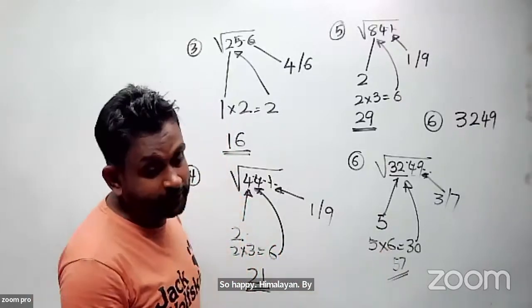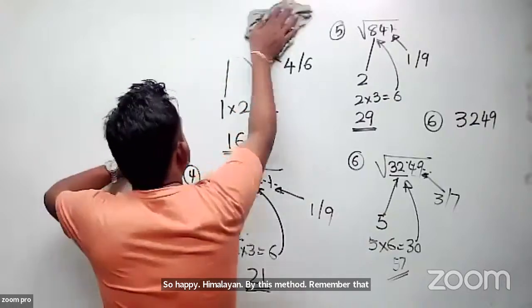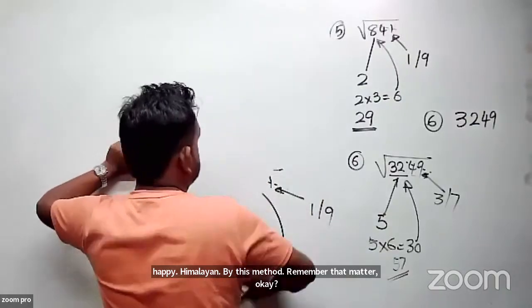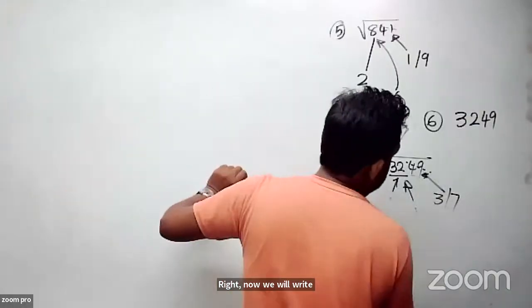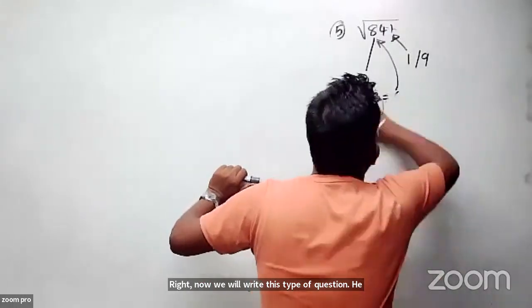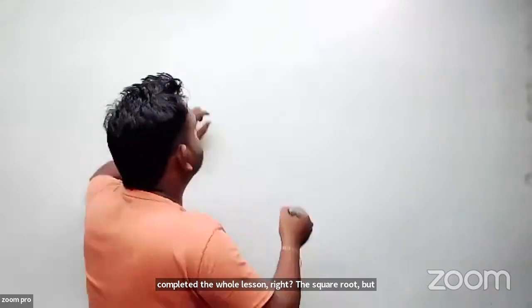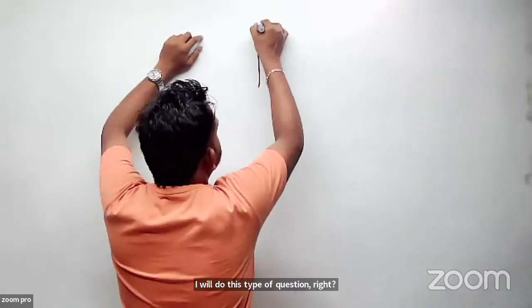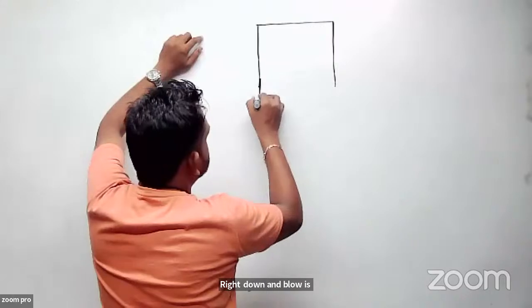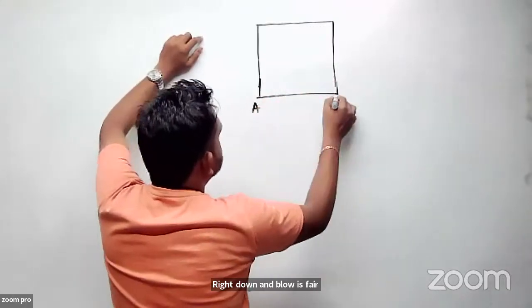Remember that method. Okay? Right, now we will write this type of question. We completed the whole lesson, the square root, but I will do this type of question. Write down. I'll draw a square. This is a square. A, B, C, D.